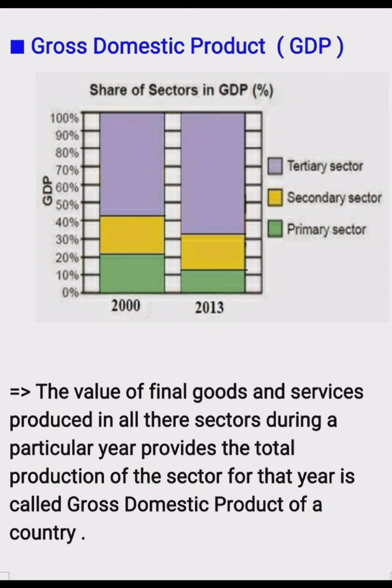Now we'll talk about GDP, meaning gross domestic product. It is the market value of all final goods and services produced within a country during a year. It shows how big the economy is. GDP means total production of the primary sector plus total production of the secondary sector plus total production of the tertiary sector. It means that the total production of the three sectors is GDP.